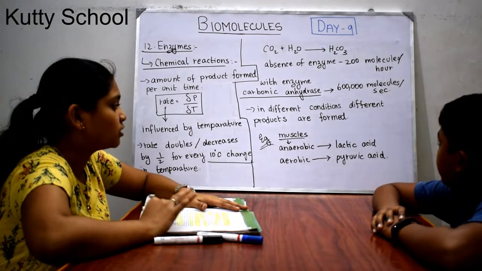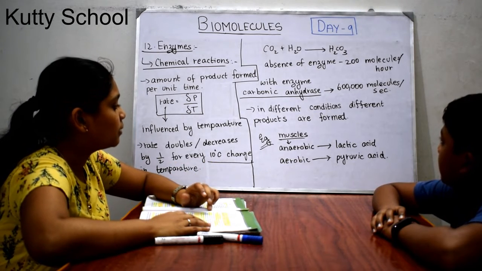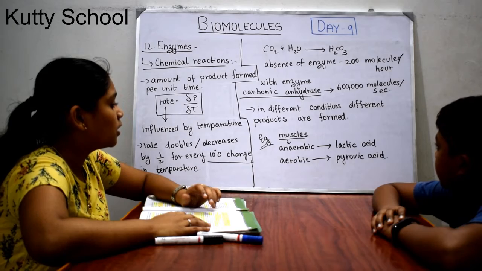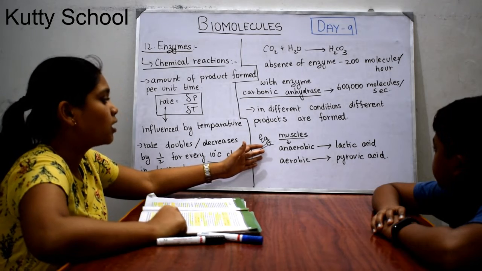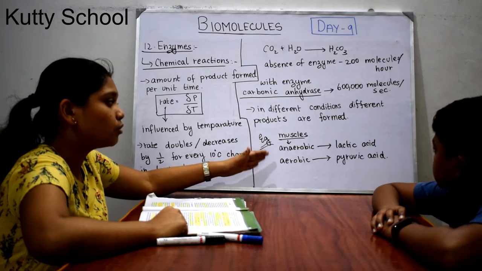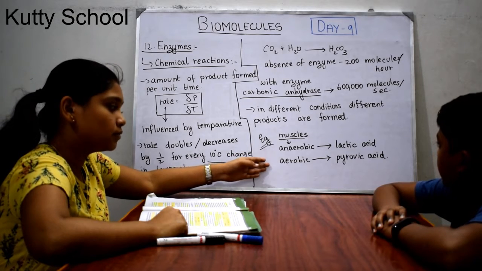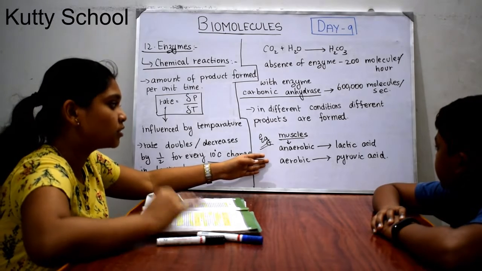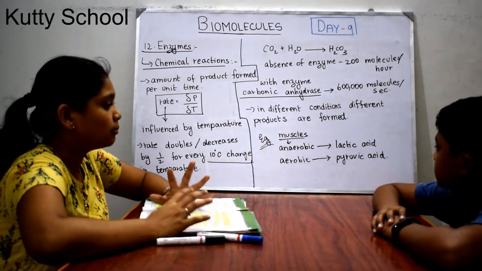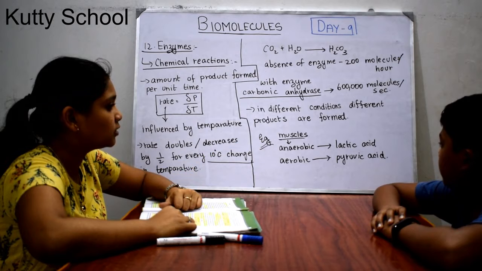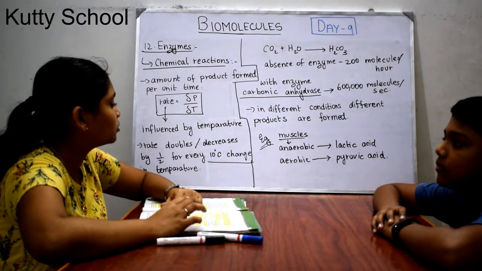In different conditions, different products are formed. For example, in human skeletal muscles under anaerobic conditions, glycogen is converted into lactic acid, whereas in aerobic conditions it is converted into pyruvic acid. So it depends on whether conditions are anaerobic or aerobic. Can you understand? This is what comes under chemical reactions.